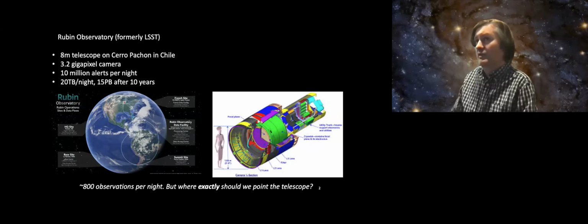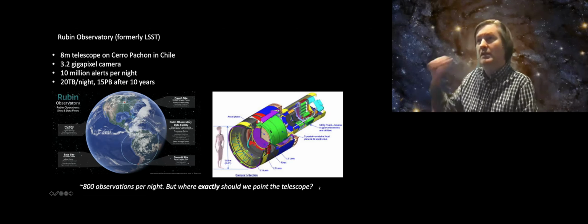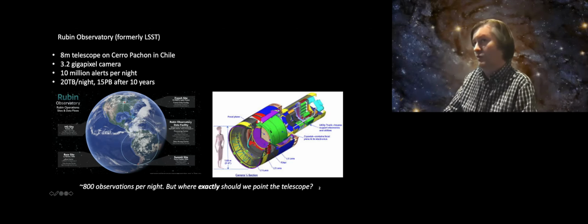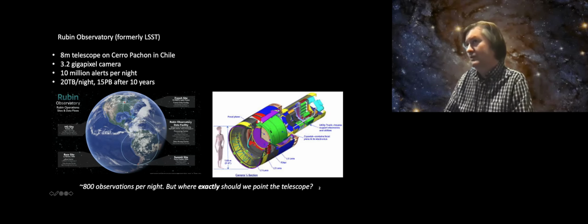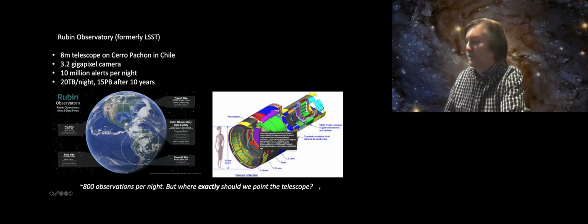So the very quick intro, Rubin is an 8-meter telescope on Cerro Pachón in Chile. We're going to have a 3.2 gigapixel camera that's down here, about the size and weight of an SUV. We expect around 10 million alerts per night, generating 20 terabytes per night and 15 petabytes after 10 years. And so that comes out to about 800 30-second observations with this camera per night.